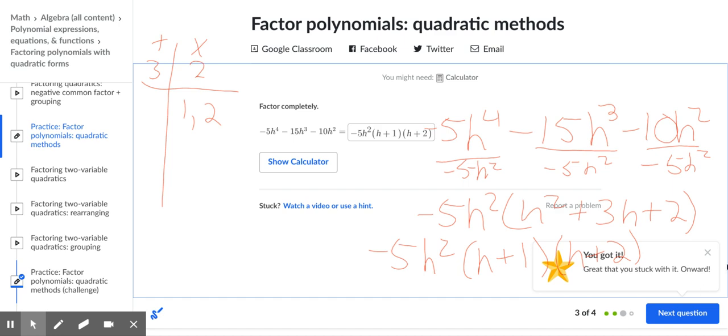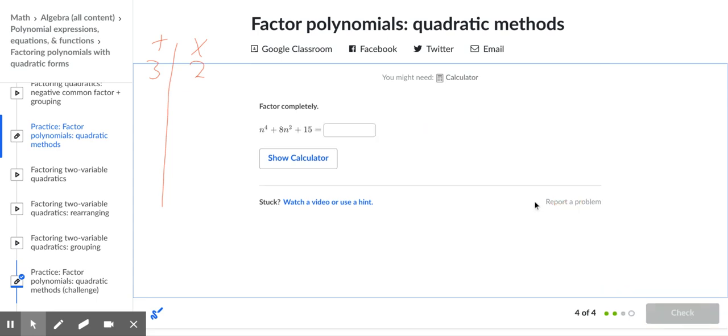That's how that works. All right, so let's look. This is the same form as the first question, so I'm not going to do this one.